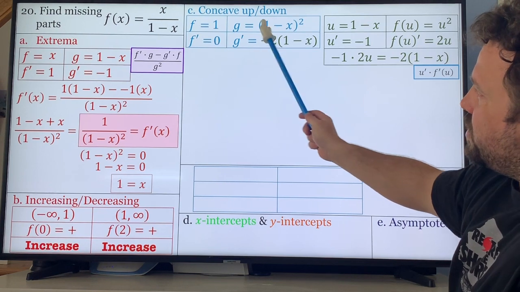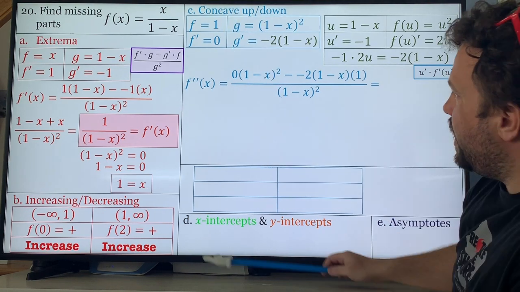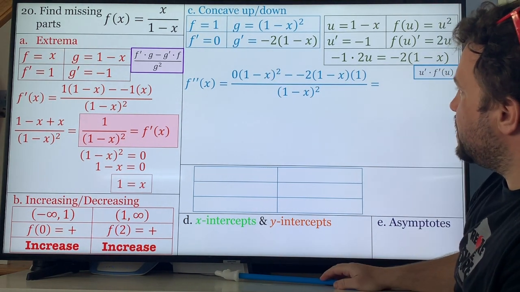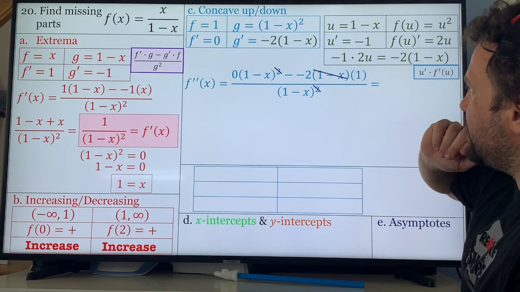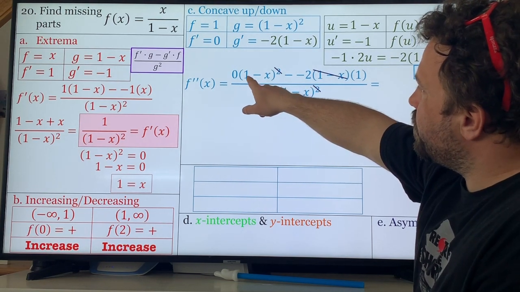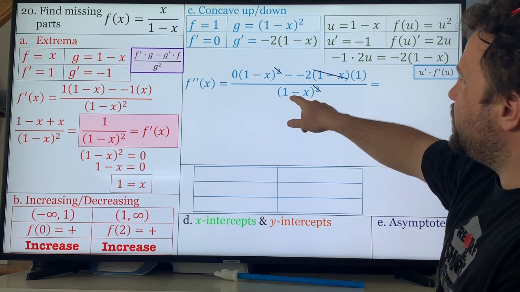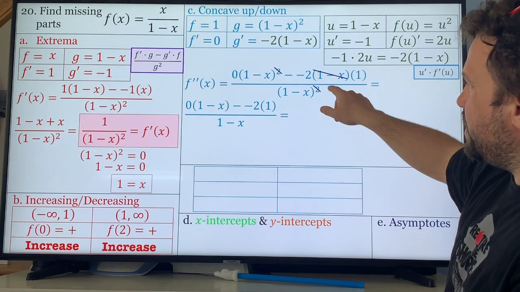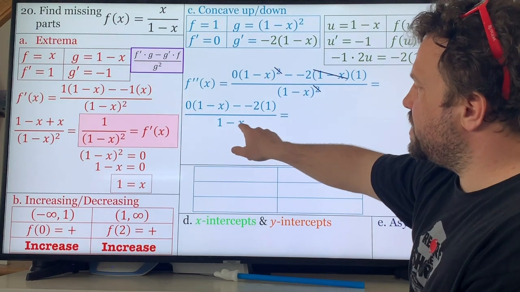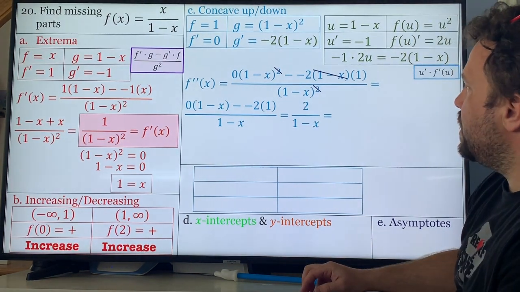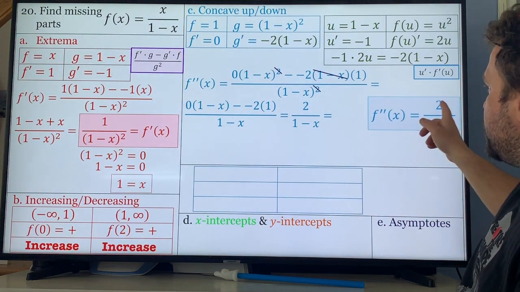Still have to use our quotient rule. 0 times (1 minus x) squared minus -2 times (1 minus x) times 1. Now, what happens here is you can reduce some of the stuff. Oh, this is actually this squared, so this would be to the 4th power. That's all right. We'll get it later. So that becomes 1 minus x. This becomes -2 times 1. This becomes (1 minus x) to the 3rd power. If I had a chalkboard, I'd write 3 there. This becomes 0. This becomes plus 2. And this becomes 1 minus x, once again, to the 3rd power. All right. 2 over (1 minus x) to the 3rd power. All right, so that's your answer.